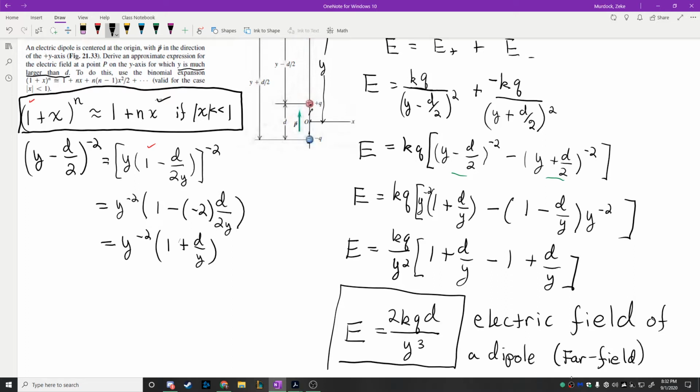Another way that it's written is, as we said before, the dipole moment is p equals q times d. So the way this is often written is E is equal to 2kp over y cubed. This will show up in your homework on the lab manual homework.